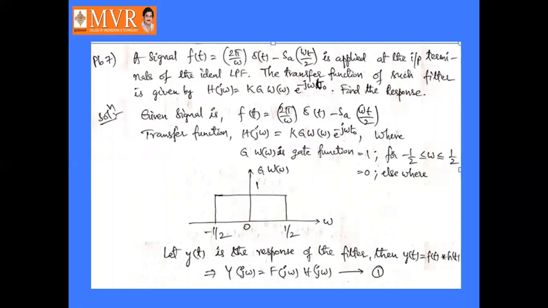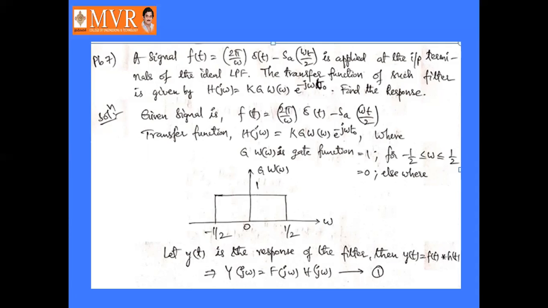Next one: the signal f of t equal to 2 pi by omega into delta of t minus Sa of omega t by 2 is applied at the input terminals of an ideal low pass filter. The transfer function of such a filter is given by H of j omega equal to k into g of omega into e power minus j omega t naught. Find its response.